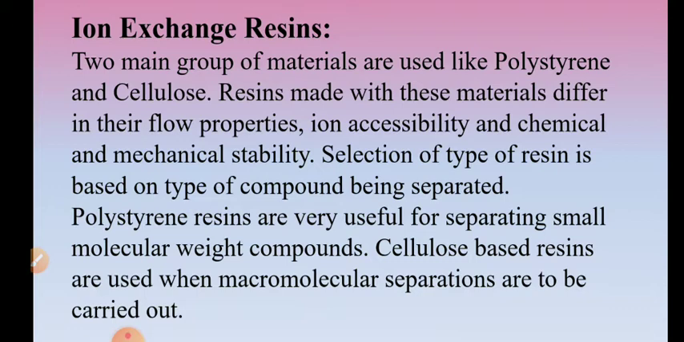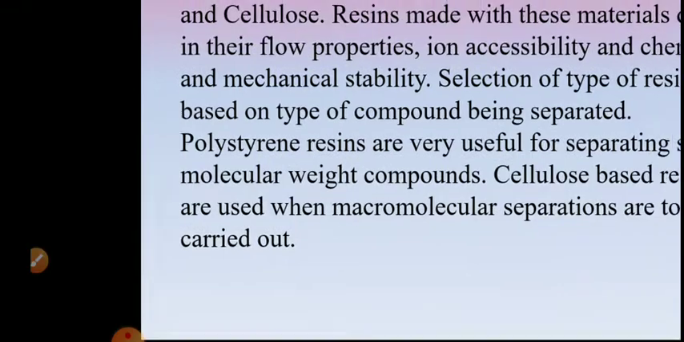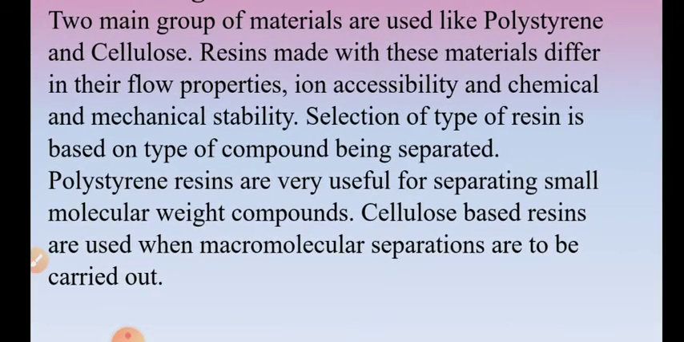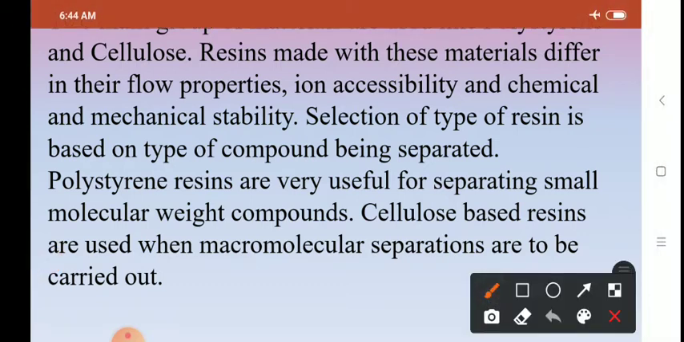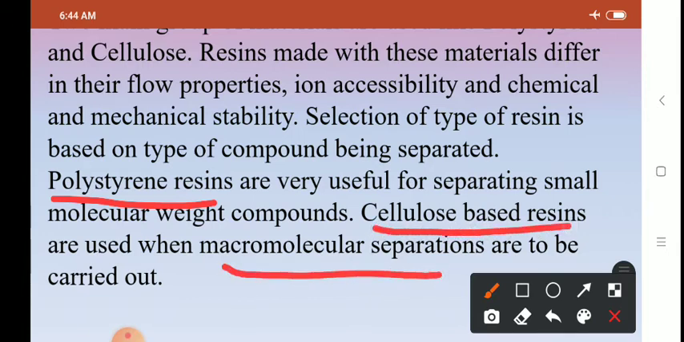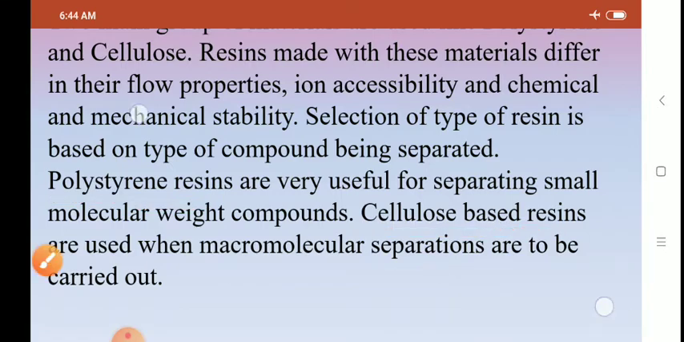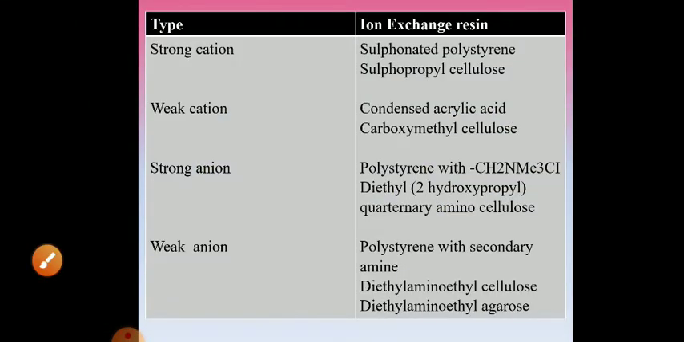Selection of the type of resin, whether you are going to use polystyrene or cellulose, depends upon the compound we are separating. Polystyrene resins are useful for separating small molecular weight compounds. Cellulose based resins are used when macromolecule separation is to be carried out. So what resin you use depends upon the type of molecule you are separating.